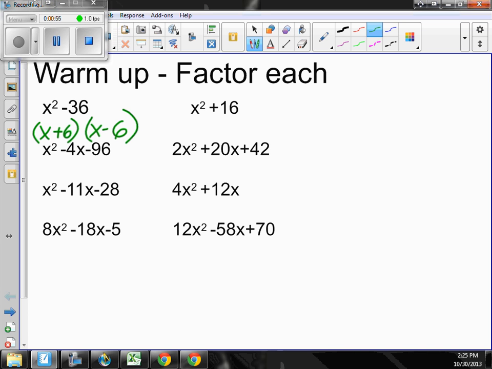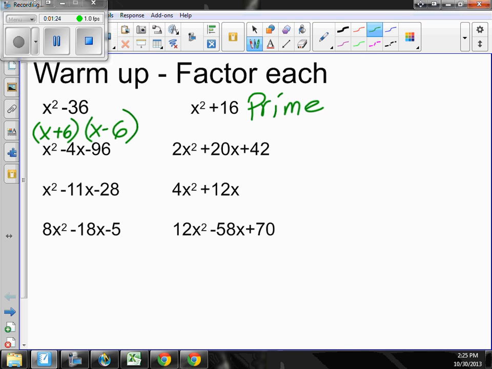All right, what about the second one? It's prime. How come? If it was negative 16, it would work. How come you can't factor a sum of two squares? Right. In order to get a positive 16, the factors have to have the same sign, and the middle term doesn't cancel if the two factors have the same sign. So this one is prime.